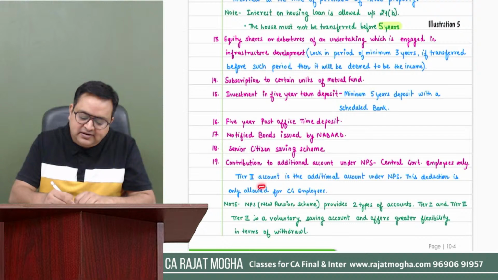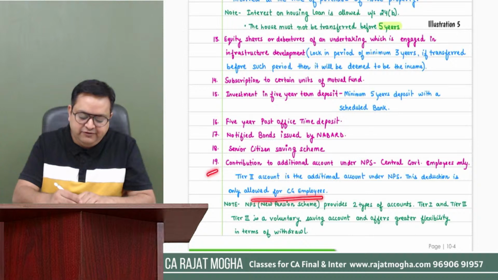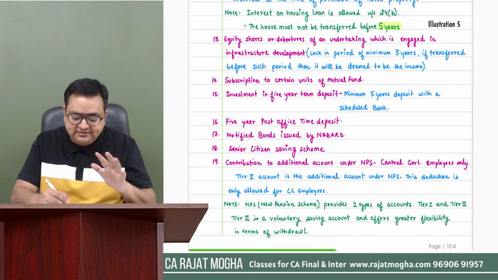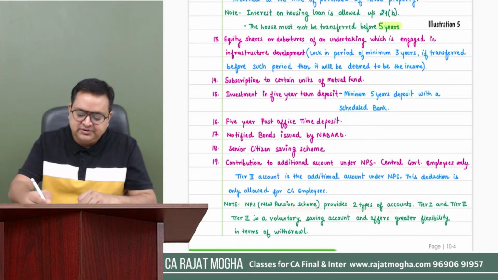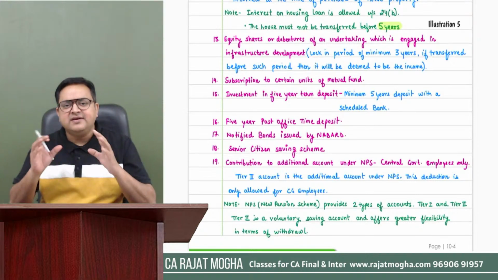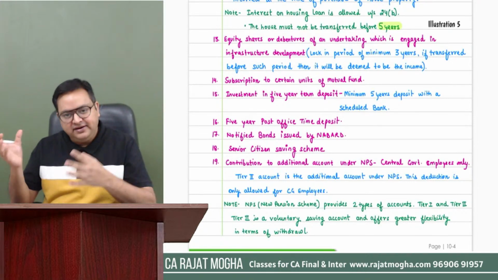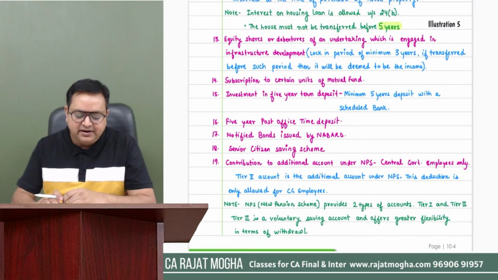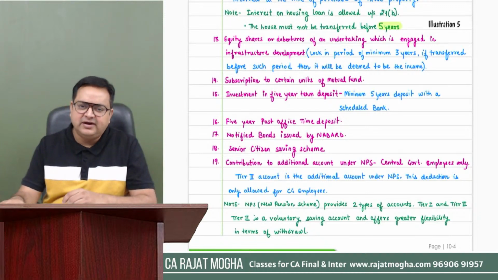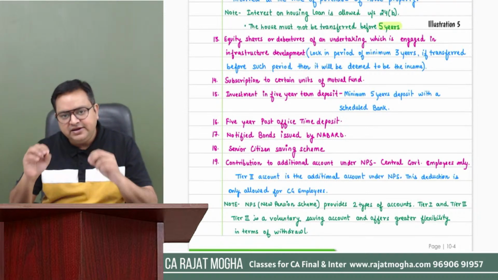So tier 2 is an additional account under NPS. This deduction is only allowed for central government employees, not for everyone. And what is tier 2? See, I have mentioned it over here also. This is just for knowledge's sake. New pension scheme provides 2 types of accounts, tier 1 and tier 2. Tier 2 is a voluntary savings account and offers greater flexibility in terms of withdrawal also. So here the restrictions are not that strict, right? In tier 1 they are quite restricted, but tier 2 is a kind of flexible investment. But tier 2 is not for all, it is only for central government. Don't remember this. Just remember that tier 2 investment.